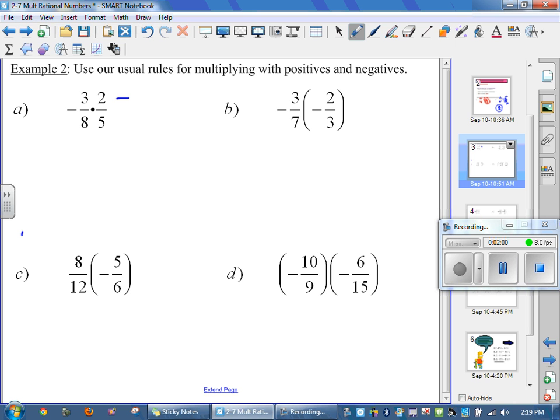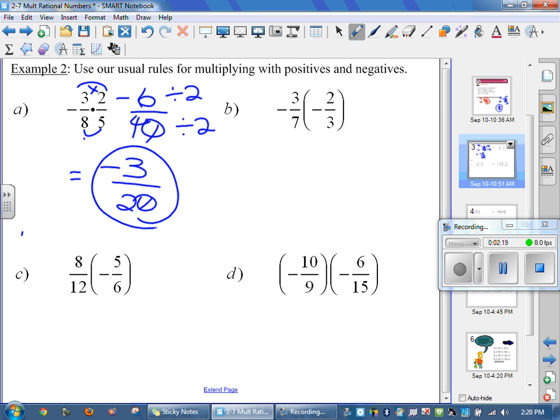So times the tops, we're going to get 6. Times the bottom, we get 40. Now, well, what will 6 and 40 divide by? 2. Good. They both divide by 2. They're even numbers. So my final answer will be negative 3 over 20. And it's my final answer because 20 does not divide by 3. Okay?